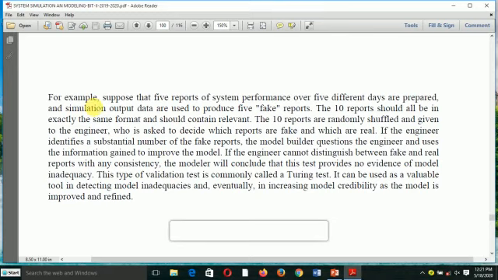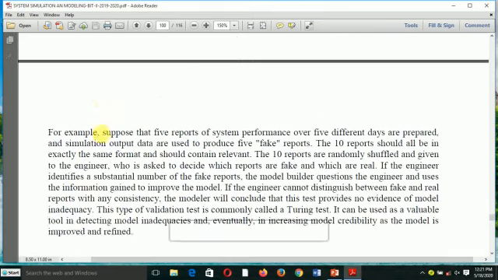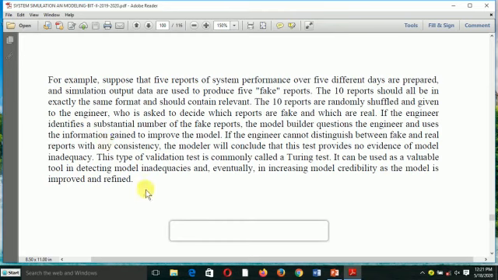For example, let's say an example of how you can use a Turing test to see if someone is a professional or not. Suppose that 5 reports of the system performance of 5 different days are prepared. So the simulation output data are used to produce 5 fake reports. We are having 5 reports which show the performance of the system in 5 different days.